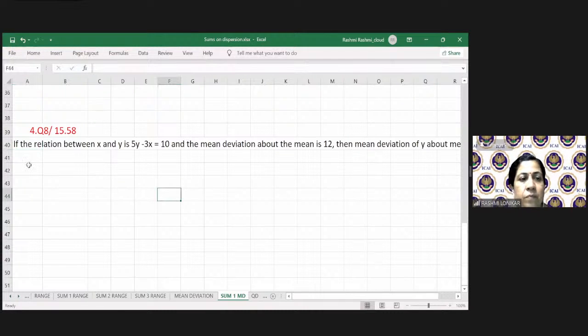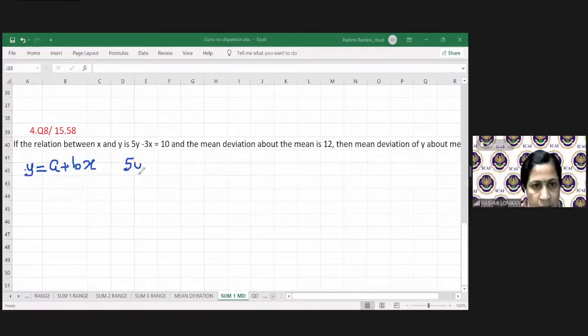Okay. Now what happens is, I know that mean deviation is not affected by change of origin, but it is affected by change of scale. So what do I do here? The first step will be to write the equation in the form y is equal to a plus bx. Now what is my equation? 5y minus 3x is equal to 10.